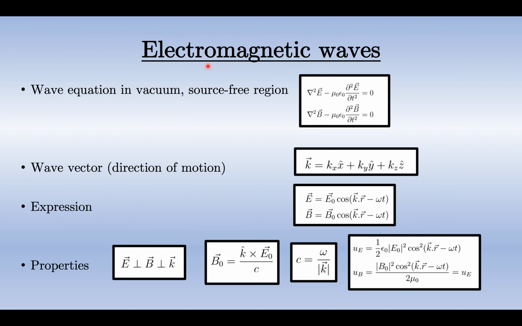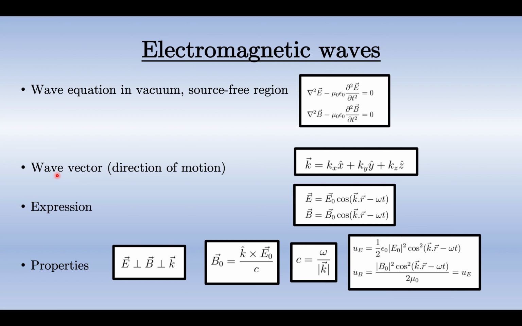So the next topic is about electromagnetic waves. In electromagnetic waves, we are going to assume a source-free region where rho is 0 and j vector is also 0. With that, we can get wave equations for the electric field and magnetic field, and we can solve them using certain tricks and get expressions for them which guarantee the existence of electromagnetic waves.